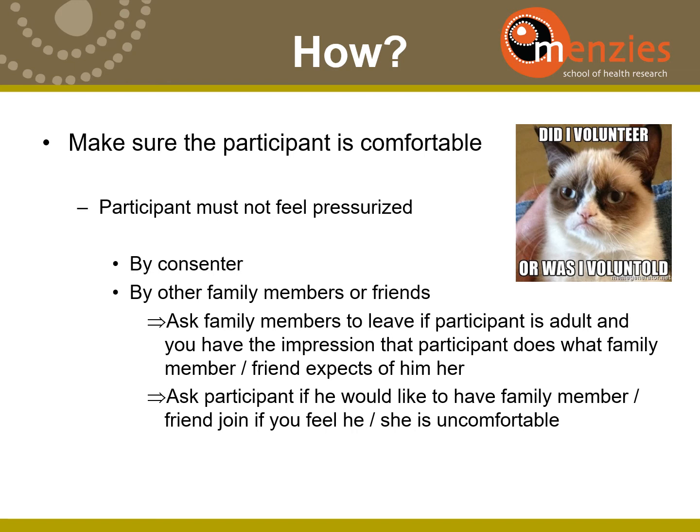It is also possible that other family members or friends exert undue pressure onto the potential participant. If the consenter has the impression this might be the case, kindly ask family members and friends to leave the room and speak to the potential participant in private. However, also the opposite scenario is possible. The participant seems intimidated and the consenter has the impression that he or she does not dare to ask questions. In this case, it often helps to offer the participant to include a friend or family member in the discussion.